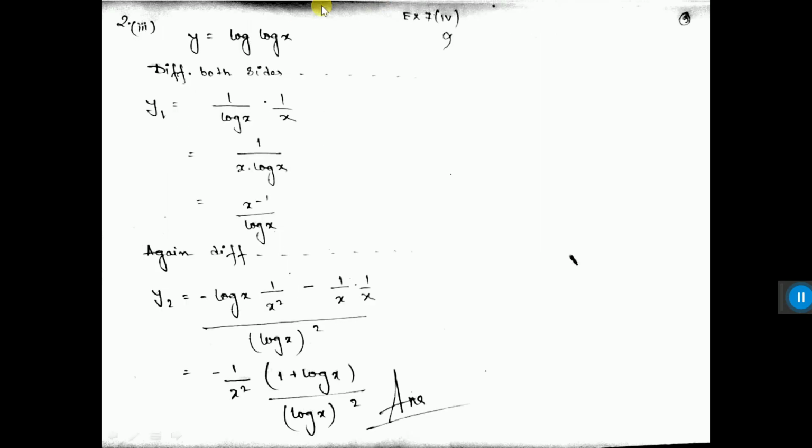2 part 3, y equal to log log x. So differentiating both sides with respect to x, here it is y1, that is equal to d/dx of log log x. So consider this one as x. So log x means 1 by log x into log x second differentiation 1 by x. So you can write this one as x to the power minus 1 by log x. Again, if you differentiate, then here the u by v formula you have to apply. Then y2 equals v square, that is log x whole square.